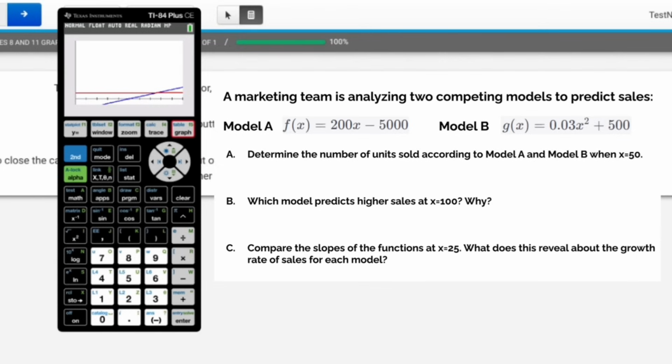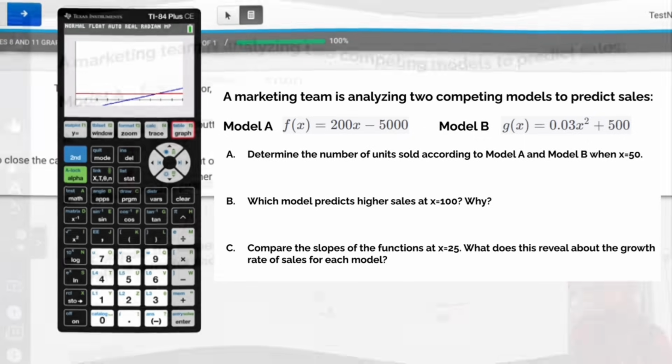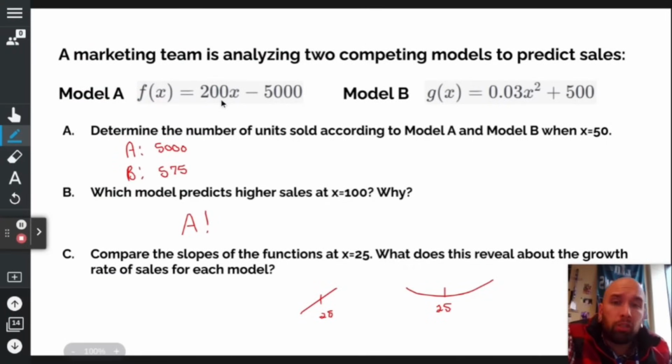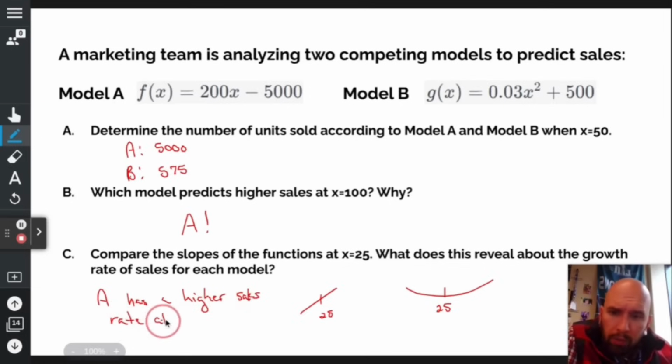So what does that reveal about the growth of sales of each model? Well, that tells me at that moment right there at 25 that A is growing at a much higher rate than B at that very moment. So I'll say that. The linear model was significantly steeper at that moment. So what that means is model A has a higher sales rate at 25, whatever 25 means. Since the slope at 25 is much steeper than the slope on the quadratic, we could say that the rate is steeper, which means the rate is larger.